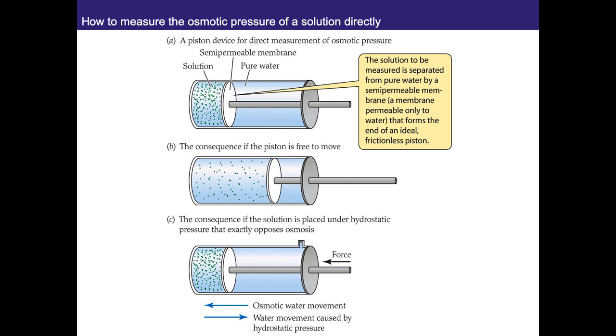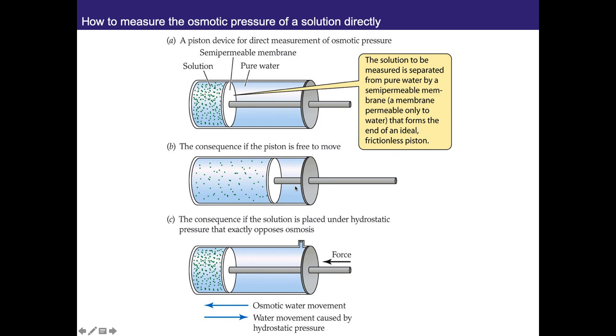Taking a look at this experiment, what you have is a container, a cylinder, with a piston. On the left-hand side is a solution, and you can see it's very concentrated. On the other side is pure water. You already know that the net diffusion of water is going to go from pure water into the solution. As it does that, it displaces the piston, and it keeps doing that slower and slower.